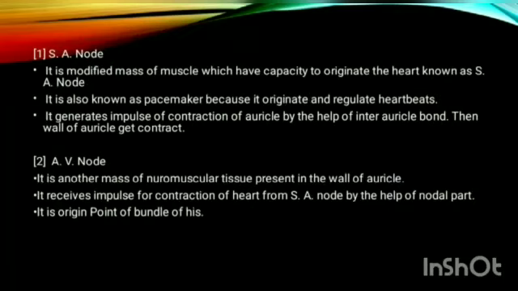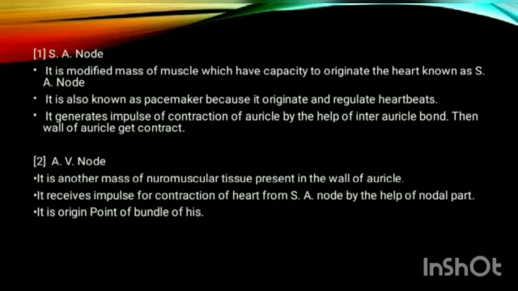First, SA node. It is modified mass of muscles which have capacity to originate the heartbeat, known as SA node. It is also known as pacemaker because it originates and regulates heartbeats. It generates impulses for contraction of auricle by the help of inter-auricular bond. Then, wall of auricle gets contract.